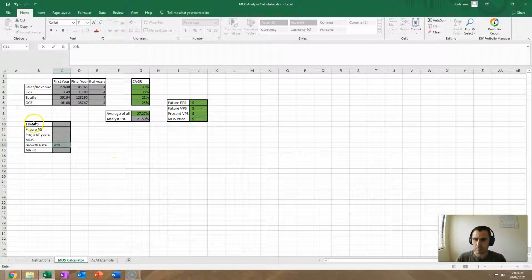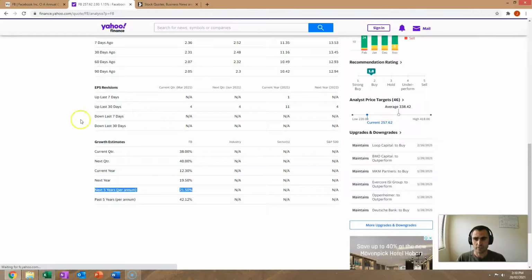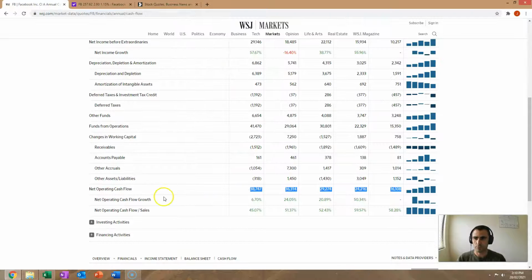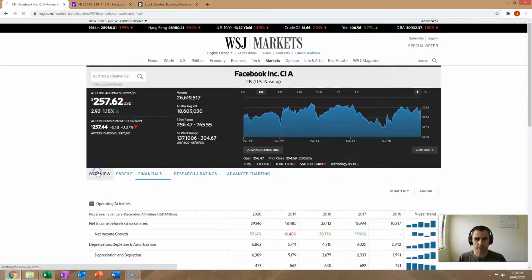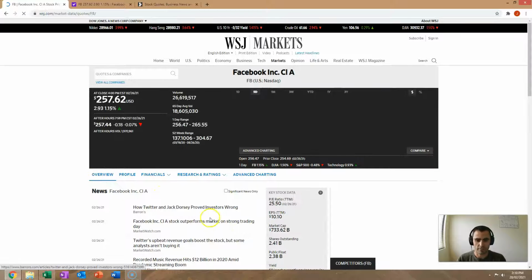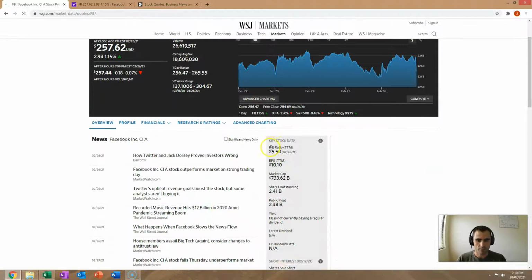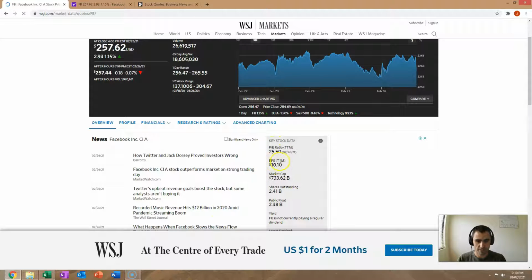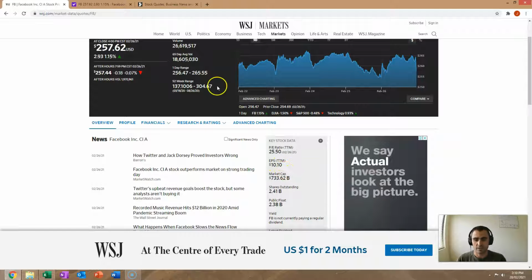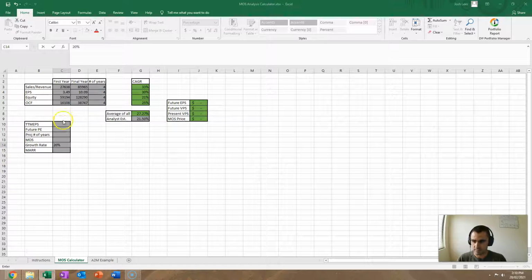Next up, I'm going to find the trailing 12 months earnings per share. To find that, I will go back to the Wall Street Journal, and I'll just click back on overview here because a number of the things come up here. So price to earnings ratio, earnings per share trailing 12 months has been $10.10. So I'll pop that into the trailing 12 months earnings per share here, $10.10.